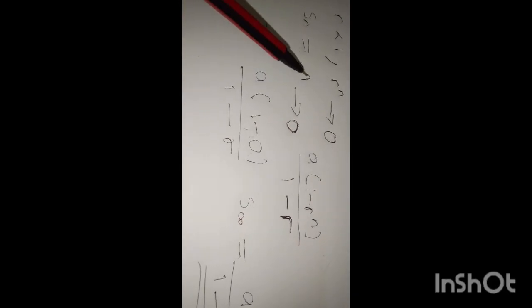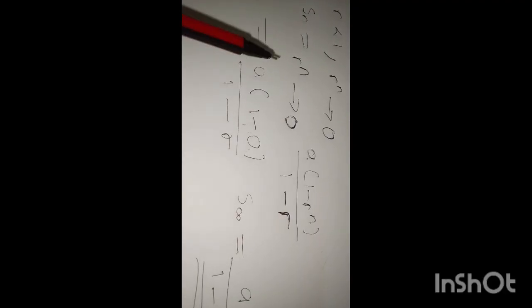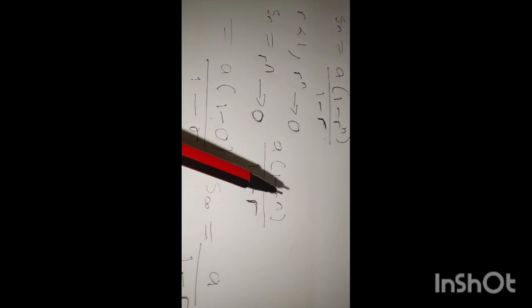This formula only applies if r is less than 1. The reason we're saying r to the power n approaches 0, and not r, is because if r is less than 1, r to the power n will approach 0. This expression will approach 0 faster than the expression 1 minus r.